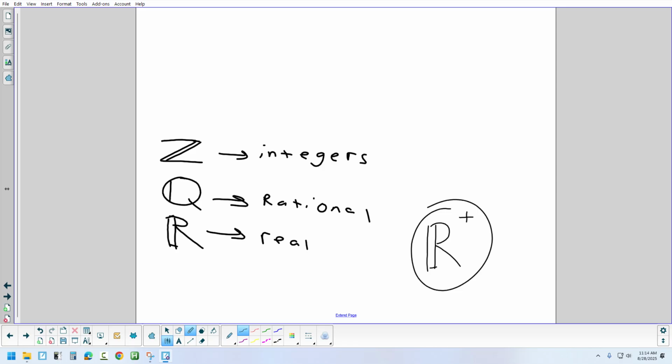Jacob, do you have an idea what that symbol might mean? Do you know what it might have something to do with? Maybe positive? Positives, yeah. Can you be a little more specific? Not too sure. You want to help them out? Something to do with positives, but a little more specific than just positives.